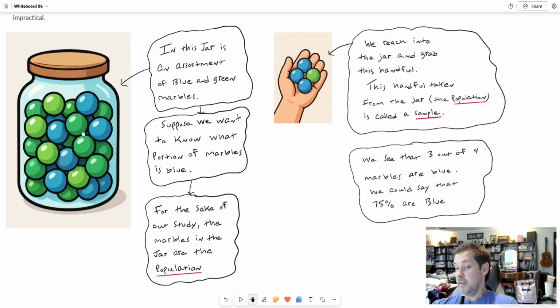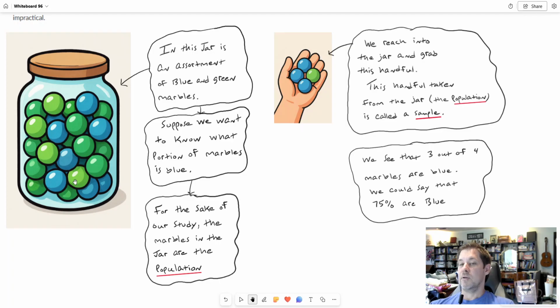It's not necessarily that you're going to have a jar and a handful, but anytime you have some population that you want to know something about, and then you take some of that population and look at it, what you take is the sample. Now, we could look at our handful and see what it's like. In this case, I see 3 out of the 4 marbles are blue, and so maybe we could say something like 75% of the marbles are blue.